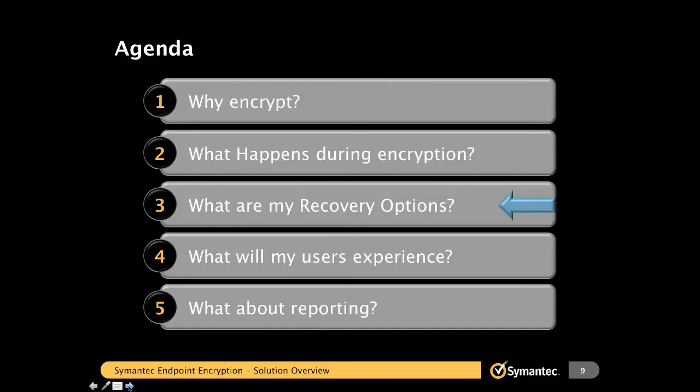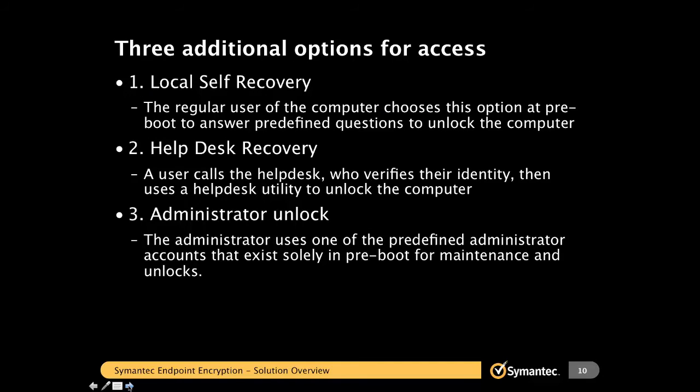under recovery options. So we've got three main options for access when a user is sitting at the computer and they need to be able to boot it up and satisfy that boot guard. The first would be local self-recovery. As the administrator, via policy, you can define one, two, or three questions that the users are guided through answering at the time that the software is installed.